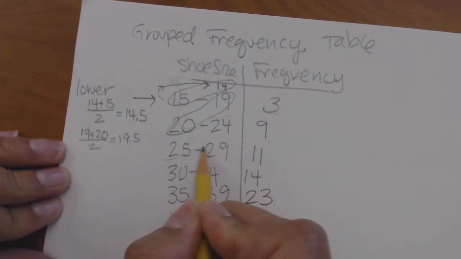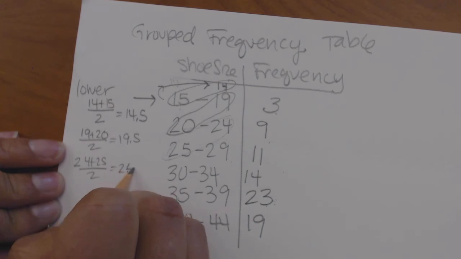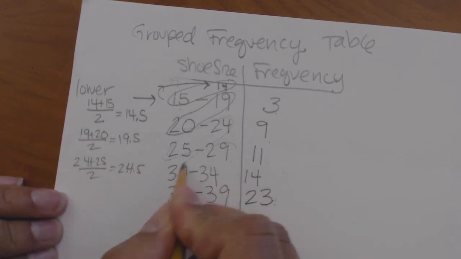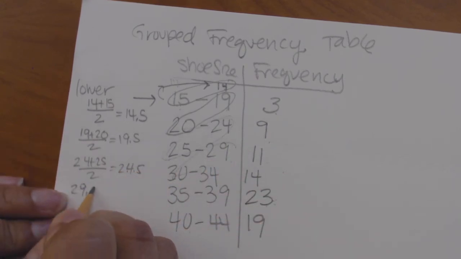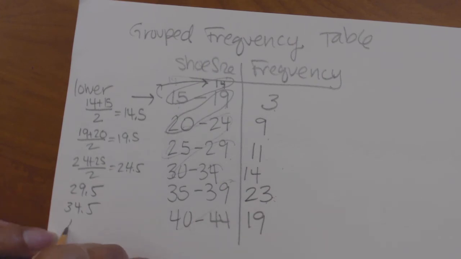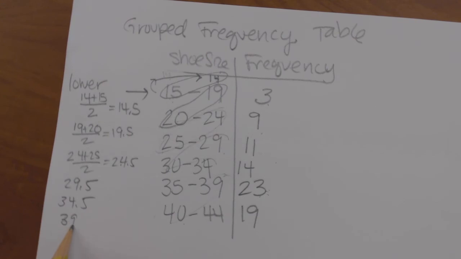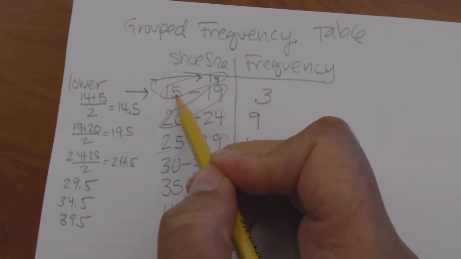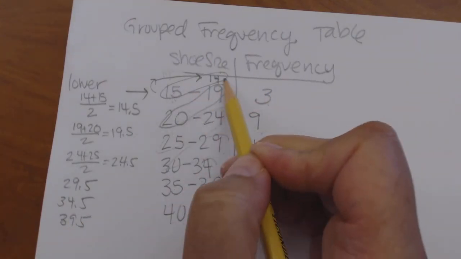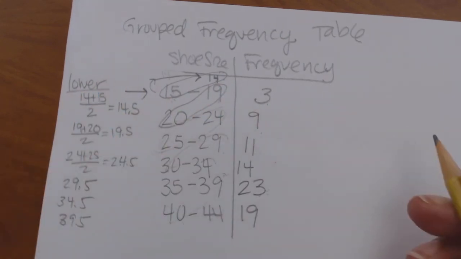You do see a pattern. The lower boundary here would be 24 plus 25 divided by 2, so 24.5. It is the middle number. Then we go 29.5, 34.5, and 39.5. So these are our lower boundaries. You take the lower number here and the number that would have come before it, add them up and divide by 2.